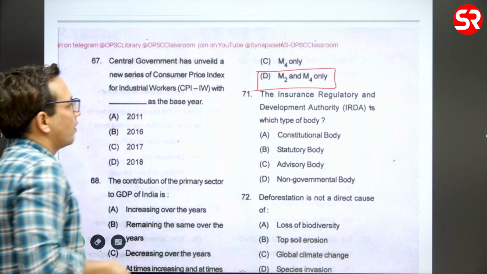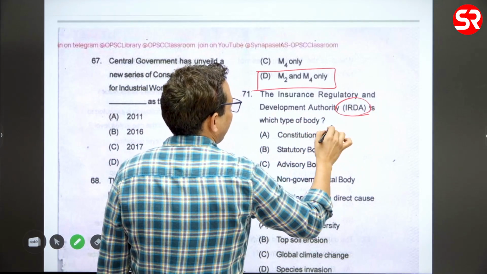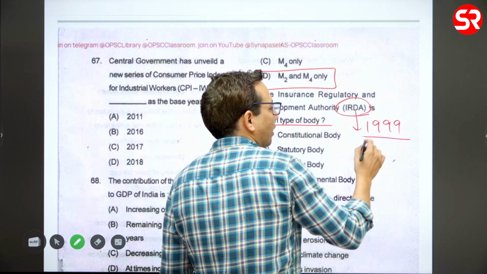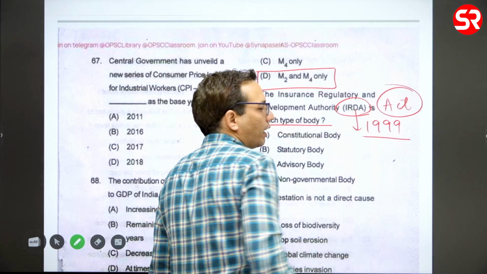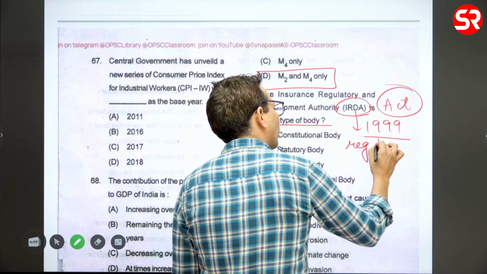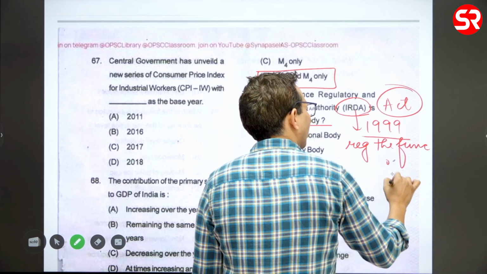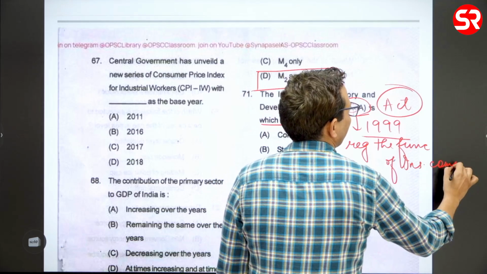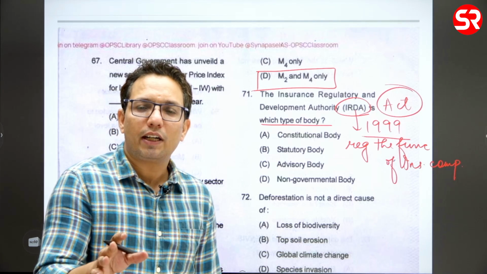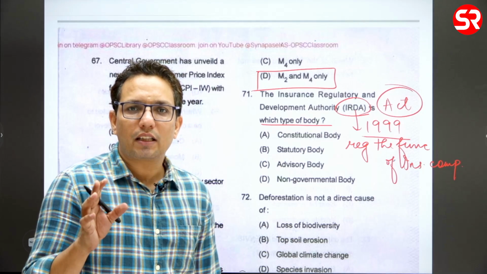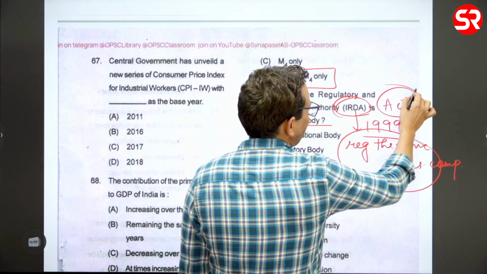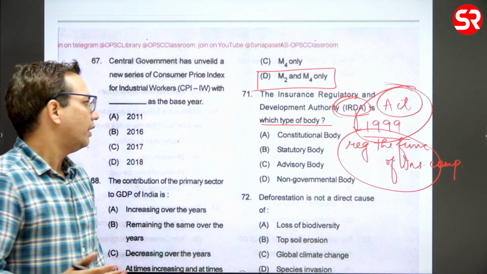Last question from economy. The Insurance Regulatory and Development Authority, IRDA, is which type of body? Basically, IRDAI was set up in the year 1999 through the IRDAI Act to regulate the functioning of insurance companies. We have RBI, which regulates the banks. We have SEBI regulating the stock market. So we wanted something which could regulate the functioning of insurance companies. Hence, we got IRDA. It came through an act in 1999. As it came through an act, it is a statutory body.